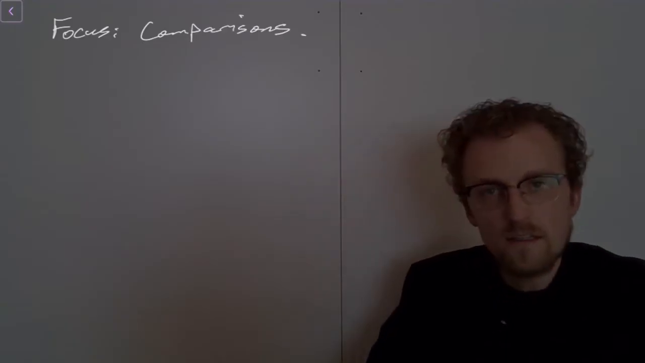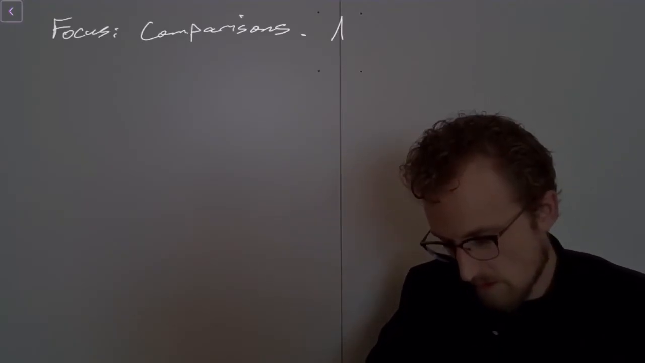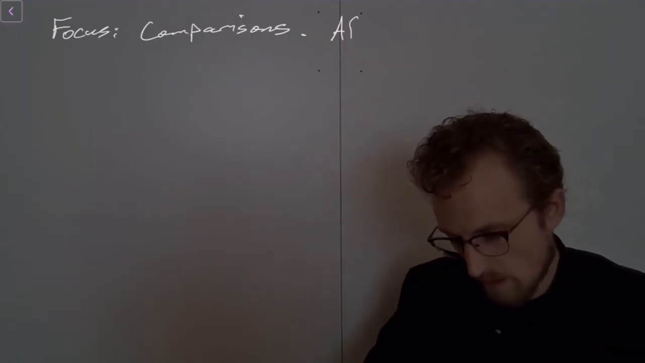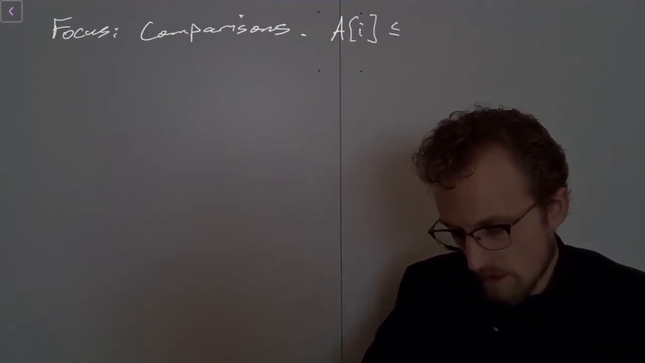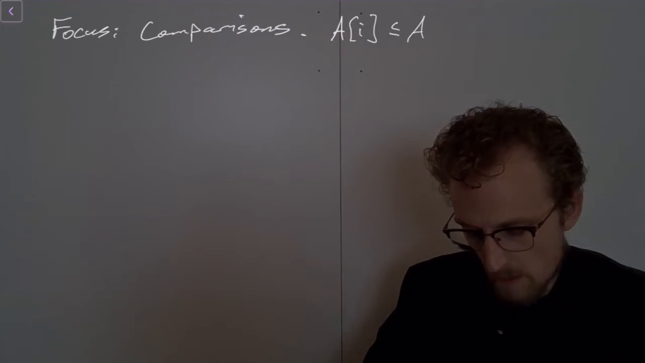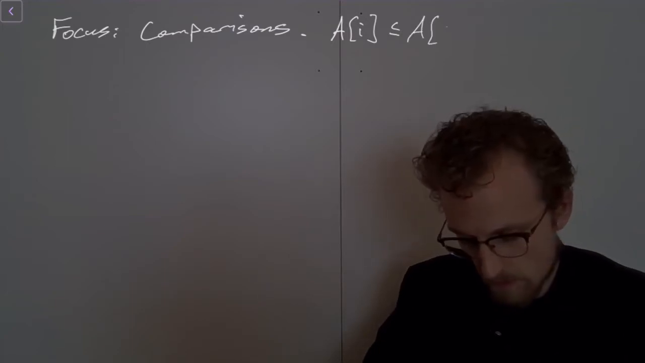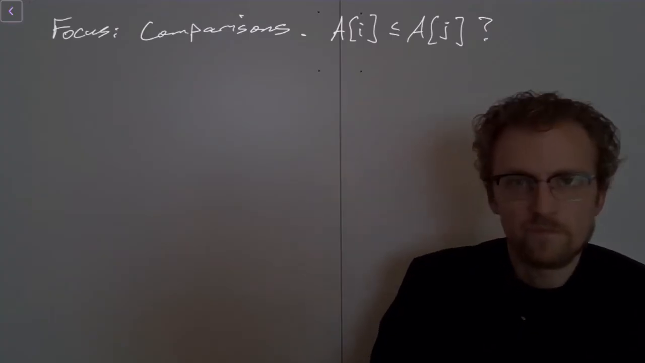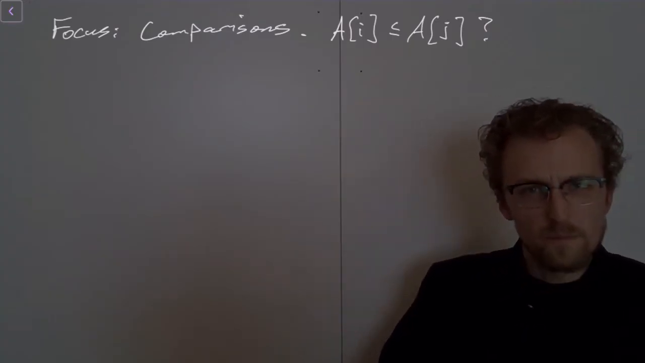So a comparison is just an operation that looks like this. And you've thought about this a bit in the midterm. It's something that says, is A[i], the element at index i in this array, less than or equal to the element at index j? Okay. So now why would we think about comparisons?